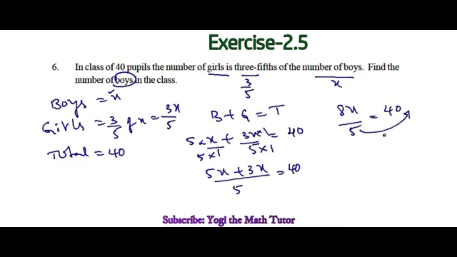Now send this 5 to the right side. Then 8x is equal to 40 into 5. The next, 8 ones are 8, 8 5s are 40. Then x is equal to 25. Therefore the number of boys in the class is equal to 25.